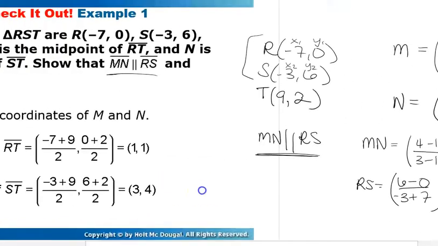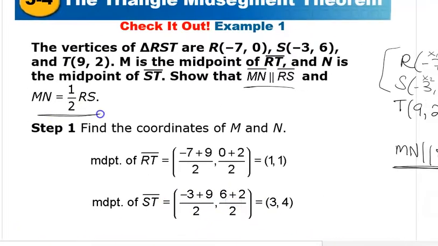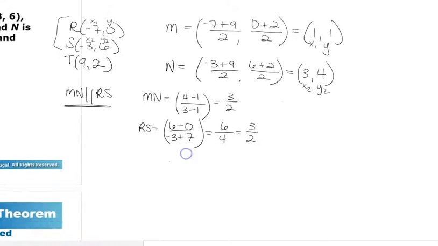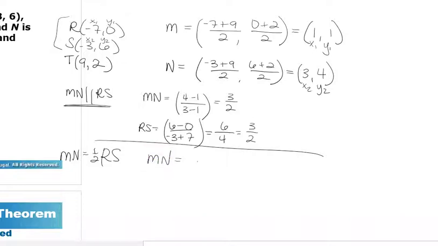Okay, let's see what we have to do next. We also have to show that MN is half of RS. So we have RS again, and we're going to use the distance formula. We're going to find the distance of each. So we're showing that MN is half of RS. Really sad looking R, but there you go. Okay, and then we're going to just plug into the distance formula. Let's find MN first. So we've got the square root of all the things.